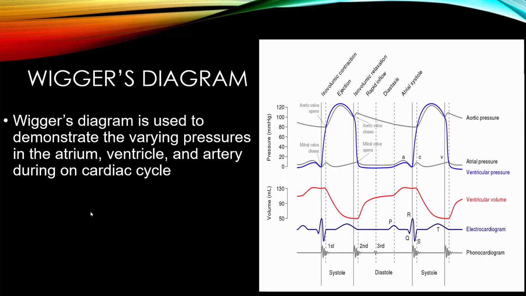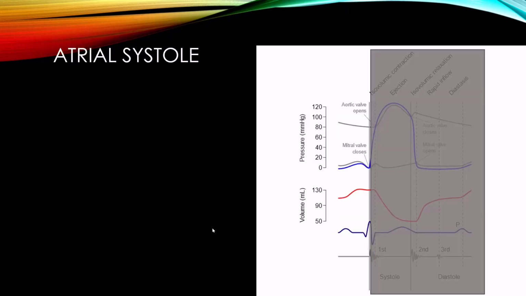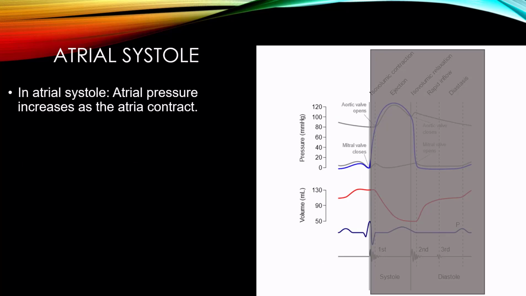The Wiggers diagram is used to demonstrate the varying pressure in the atrium, ventricle, and arteries, the aorta, during one cardiac cycle. This whole diagram shows the changes, or the events, which occur during one cardiac cycle. Atrial systole: in atrial systole, atrial pressure increases as the atria contract. When the atria contract, the pressure in the atria increases.